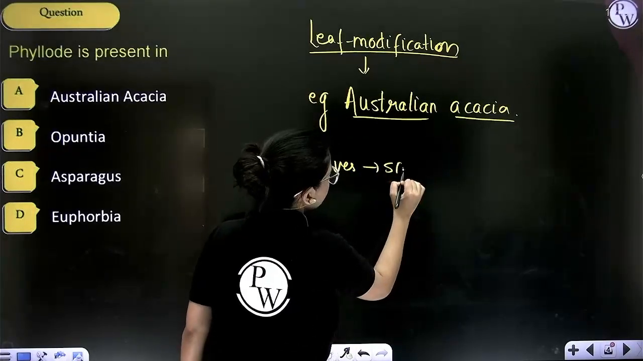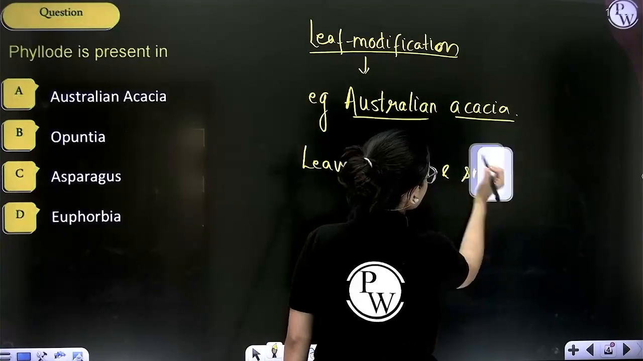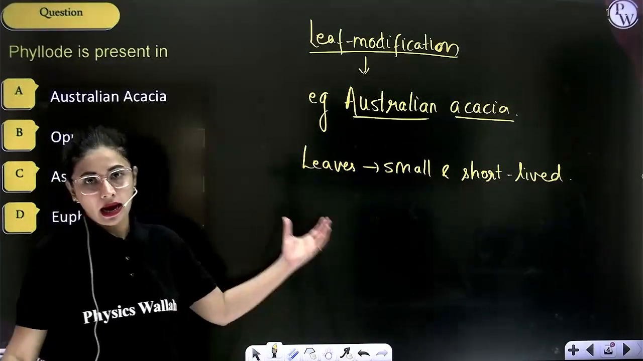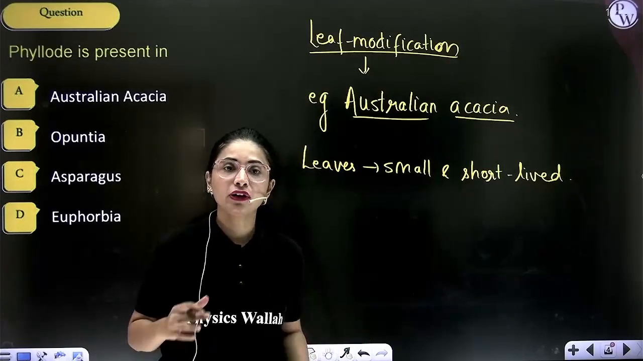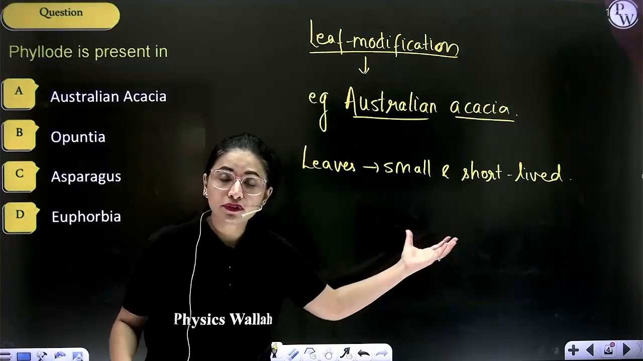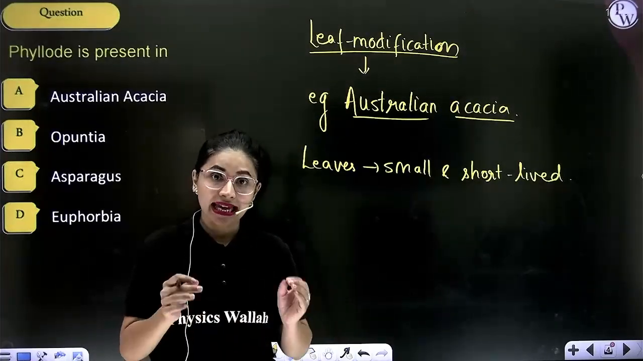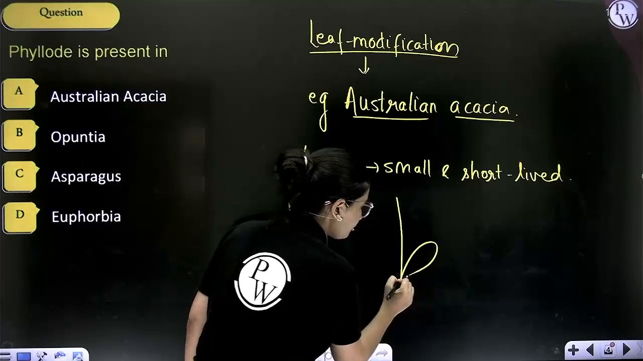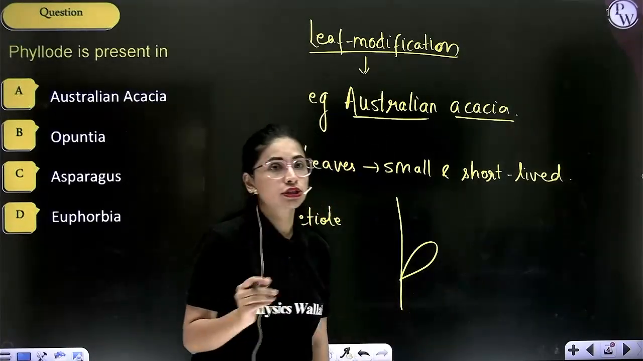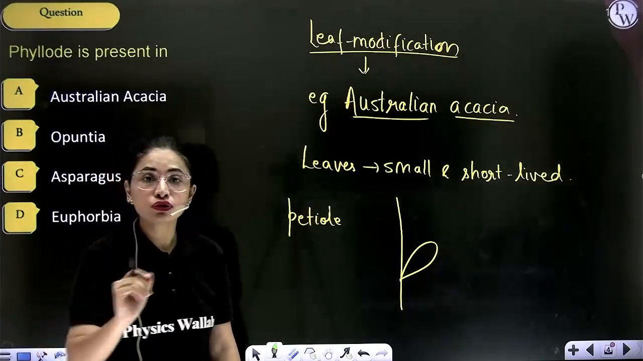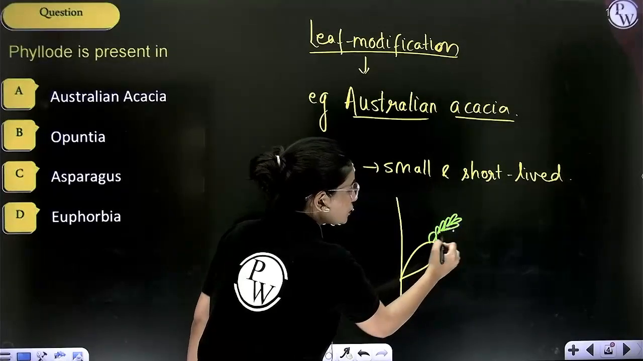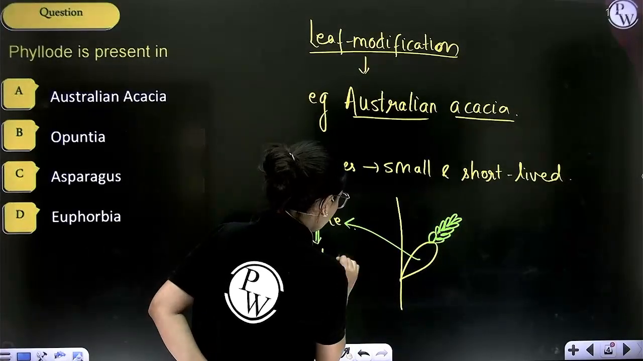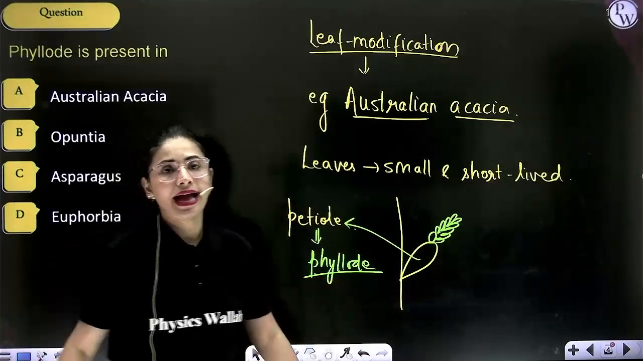Normally, their natural leaves are small and short-lived. So now, these leaves are not capable of performing photosynthesis. So the question comes, if they can't perform photosynthesis, so who is going to do that? Hence, the answer is petiole. Beta, petiole modifies. Petiole is the stalk of the leaf which modifies itself to perform photosynthesis. As I told you, the leaves are small and short-lived. So this is the petiole which got modified to perform photosynthesis, and this is known as phyllode.